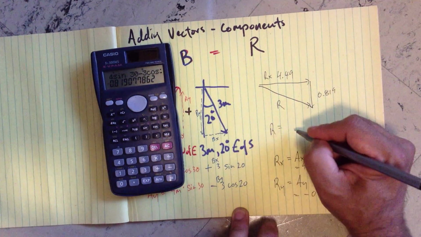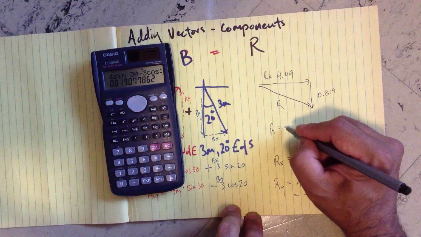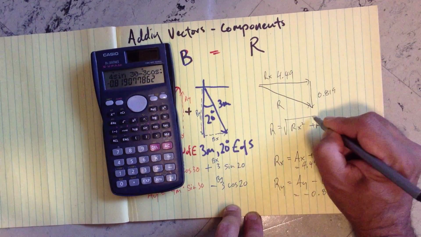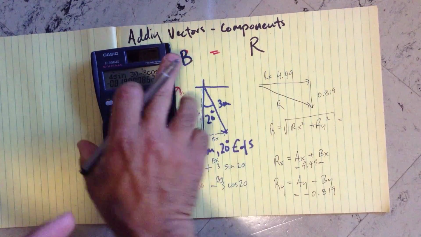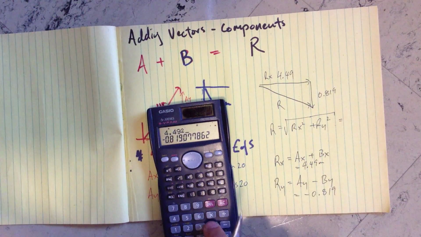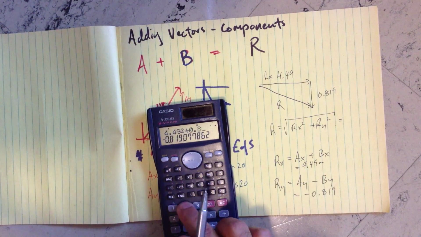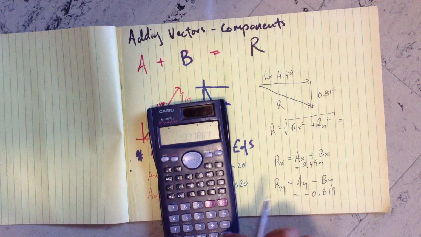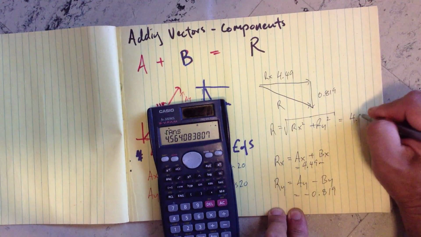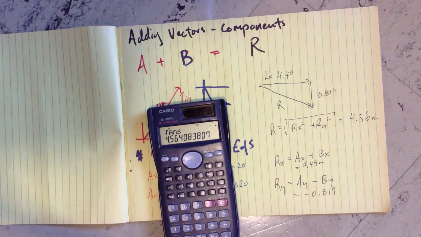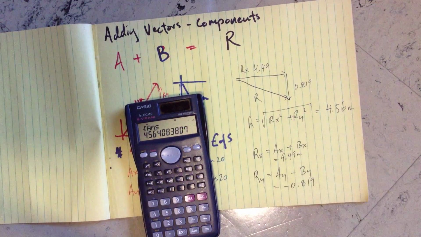So r is equal to square root of our x squared plus our y squared. And we get 4.49 squared plus 0.819 squared, square root our answer, and we get 4.56 meters as our magnitude of the resultant vector.